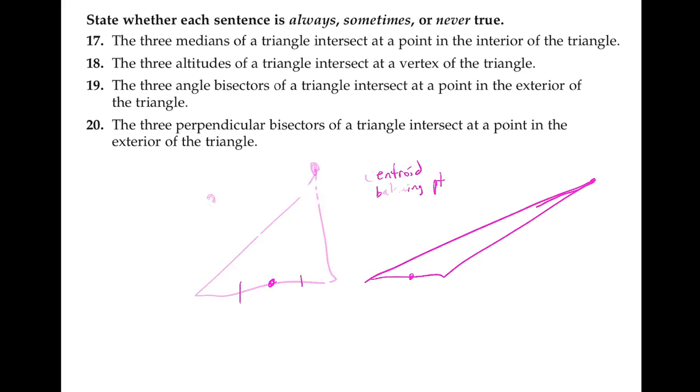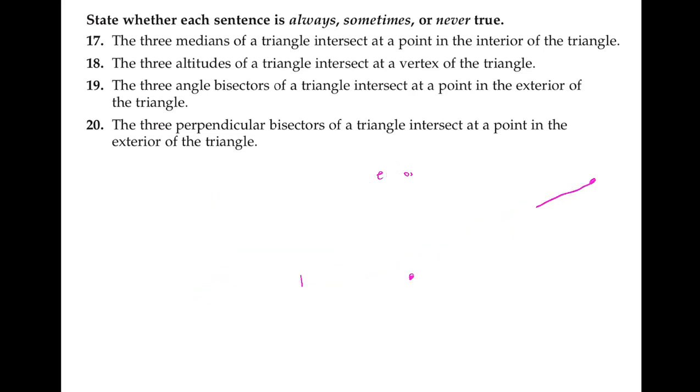Okay, so that first one is going to be always true. Okay, whoa, I did a terrible job erasing there. Okay, so I'm just going to put an A there. That's always true. The second one, 3 altitudes intersect at the vertex of the triangle.